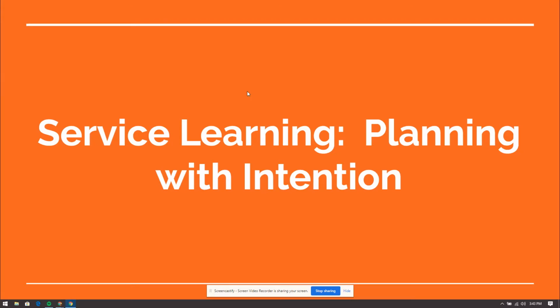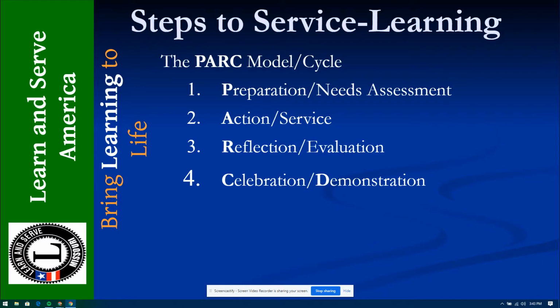Now that you know what service learning is, let's talk about how a teacher might work to plan for such events. So, the steps in service learning that we typically approach as far as developing and fleshing out how a project might look is a model that's called PARC.